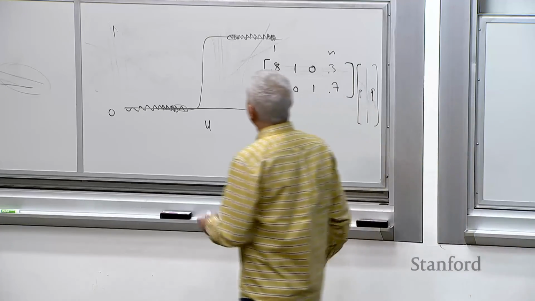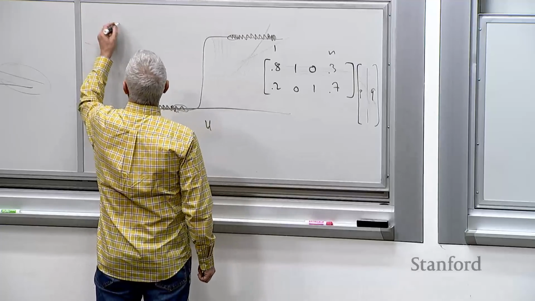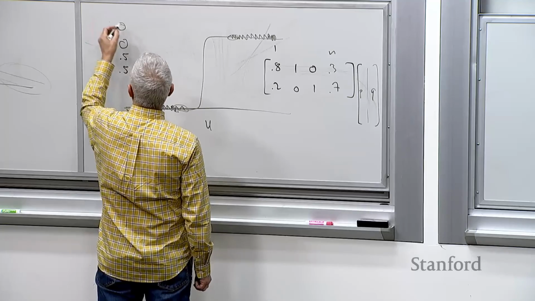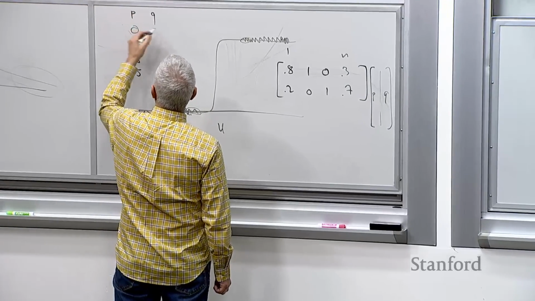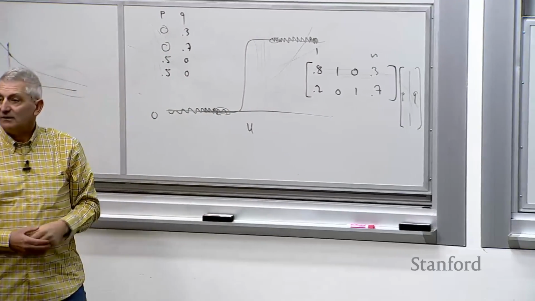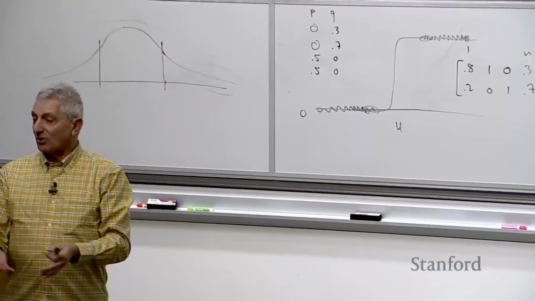So here's P. I'll draw a P here. It's 0, 0, 0.5, 0.5. And here's Q. It's going to be 0.3, 0.7, 0, 0. Okay? So they just have non-overlapping support.